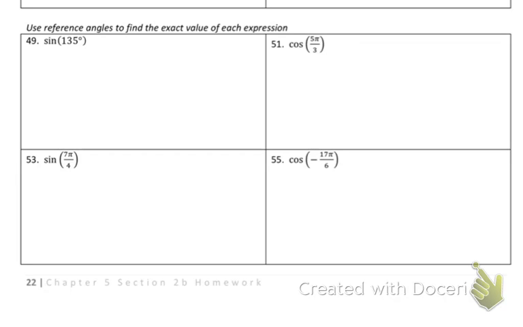Do I want to use a negative 17 pi over 6? No. So I'm going to add 2 pi to it until it's positive. 1/2 pi is not going to cut it because 17 divided by 6 is bigger than 2, so I'm actually going to add 4 pi to it.